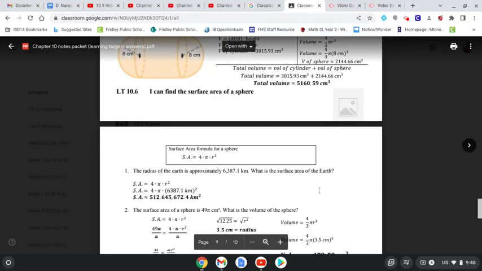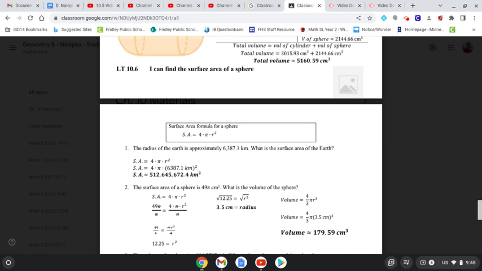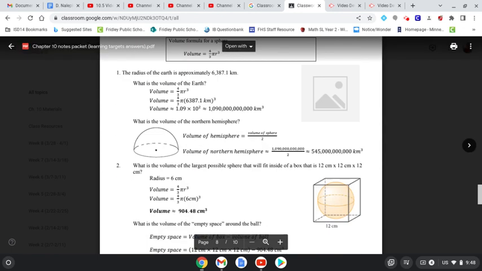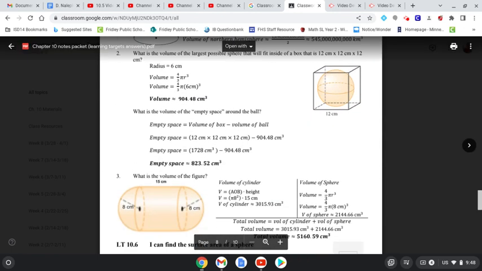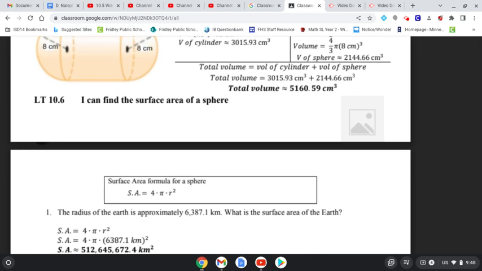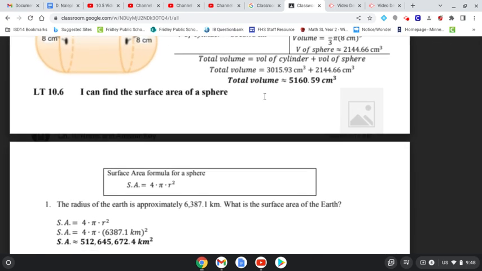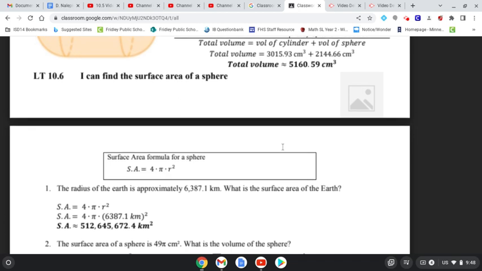And inside of this lesson, we're going to be looking at the surface area of a sphere. Last time we looked at the volume of a sphere, and that formula was 4/3 pi r cubed. Today it's surface area. So we're not looking at the space inside of the sphere, we're going to be looking at the space on the outside of the sphere.